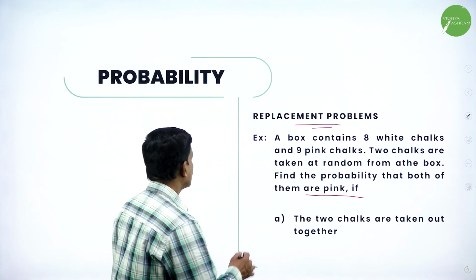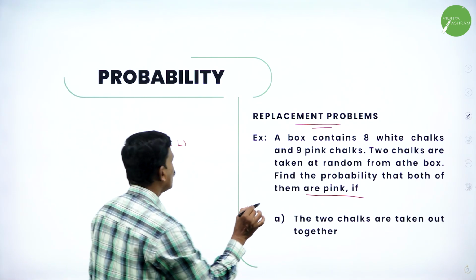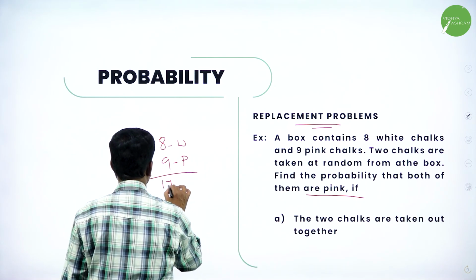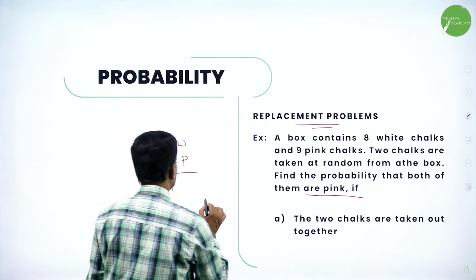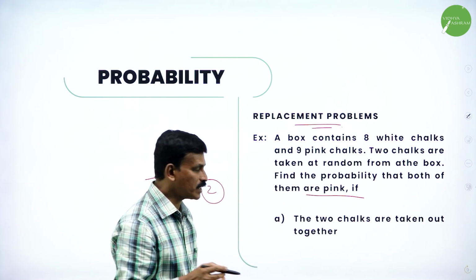Now just write down: a box contains 8 white chalks and 9 pink chalks, totally 17 chalks are there. So how many chalks are we going to select? 2 chalks are to be taken. Now what is the favorable outcome?